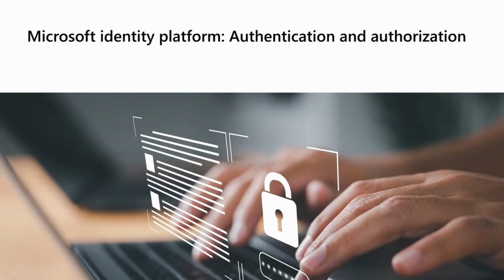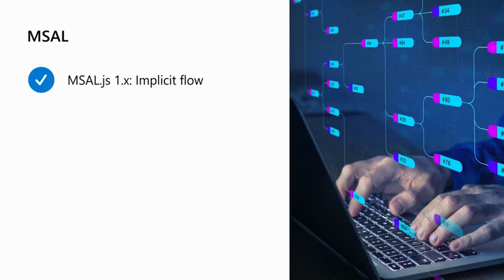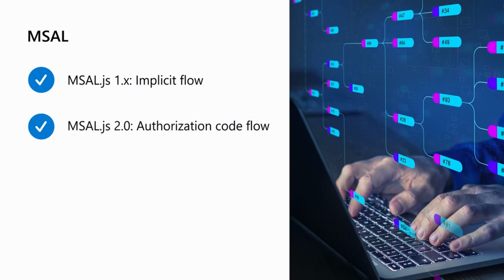What's the easiest way to use the Microsoft Identity Platform for authentication and to obtain access tokens to authorize requests to secured endpoints in SPAs? Use the Microsoft Authentication Library, frequently referred to as MSAL for JavaScript. MSAL.js 1.x only supports the use of the implicit flow. However, in July 2020, Microsoft released MSAL.js 2.0, which supports using the authorization code flow.